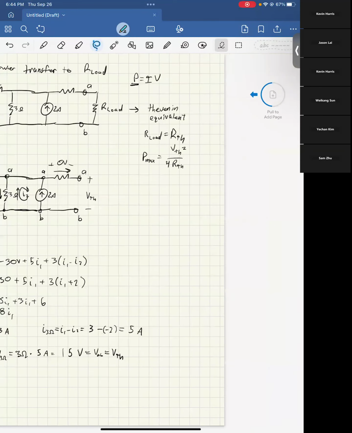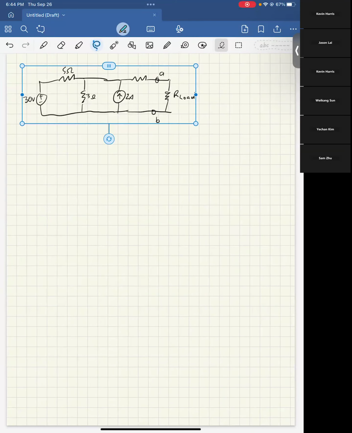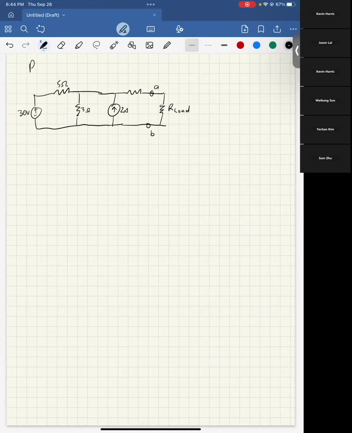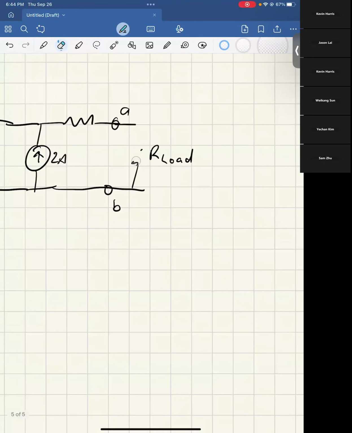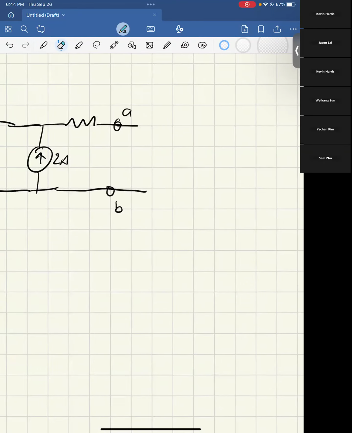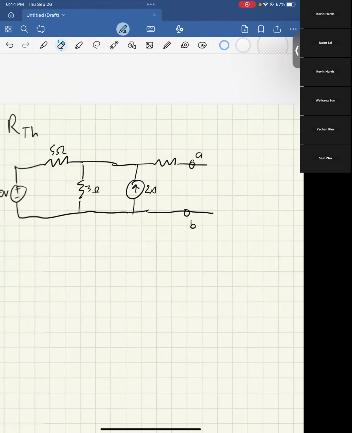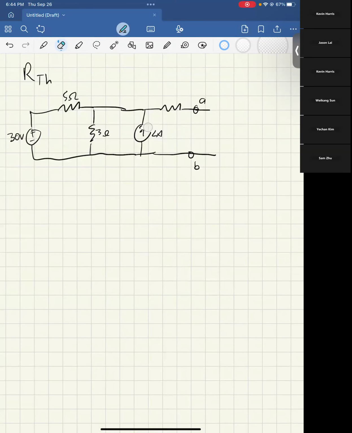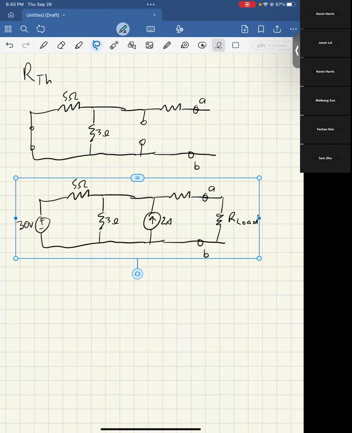I'll go to the next page. So finding RTH, the way we're going to do that is you basically just pretend this circuit has no sources. So we're going to deactivate all of the constant sources. The reason I said earlier that you cannot do this for some circuits is because if it has a dependent source, then you cannot do this method. So as you hopefully just saw there, I took the voltage source and turned it into a short, and I took the current source and turned it into an open.